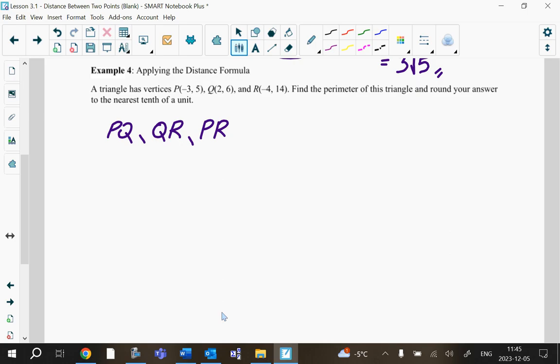This time, notice it says round your answer. So this time it's okay to use a calculator. But I've got to use the distance formula 3 times. So let's talk about the distance from P to Q. First of all, it's going to be a long square root. And then we're going to have parentheses like that.